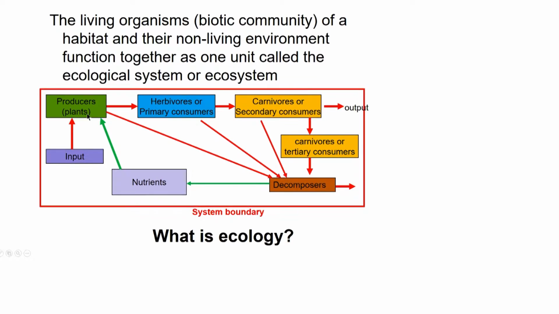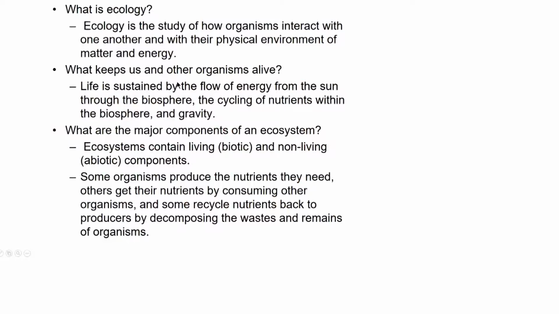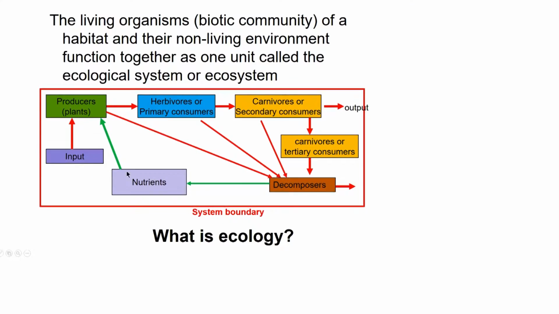The surrounding system provides the input, that is nutrients and other things going into the system, and then the living community, inclusive of the food web, that is producers, herbivores, carnivores, decomposers, all these are the biotic community. The living organisms of a habitat and their non-living environment function together as one unit called an ecological system or ecosystem. Every system has a kind of boundary, which is a loose definition. Because it is a system, it may have a boundary which may be defined in various ways thermodynamically.